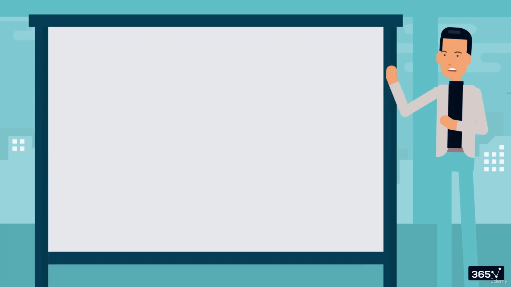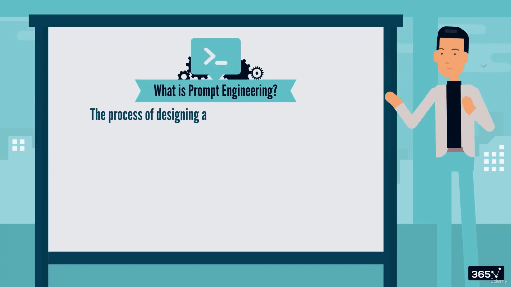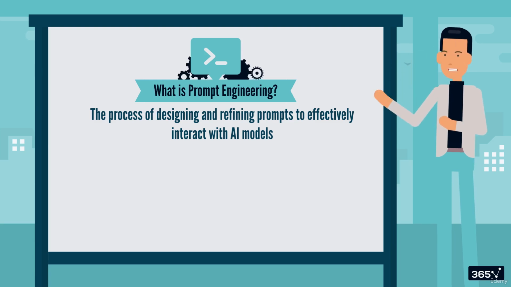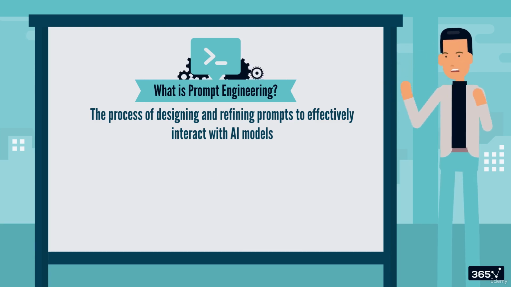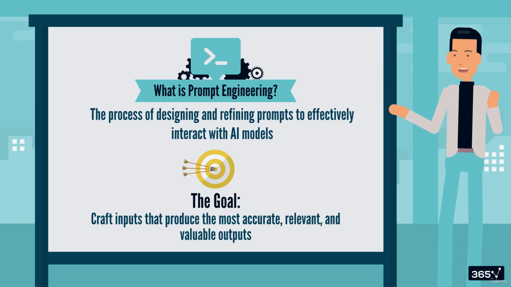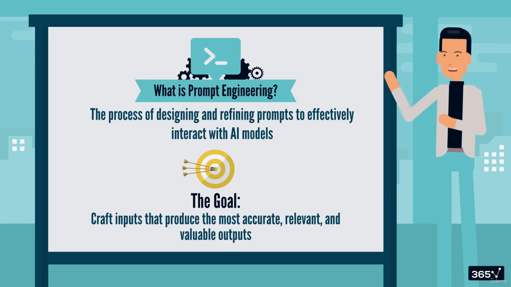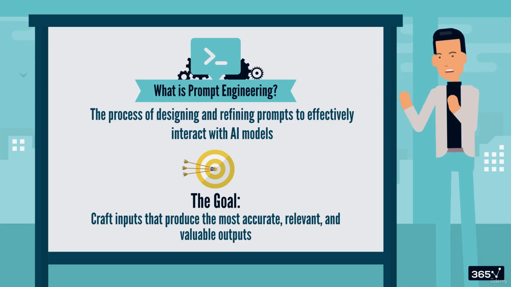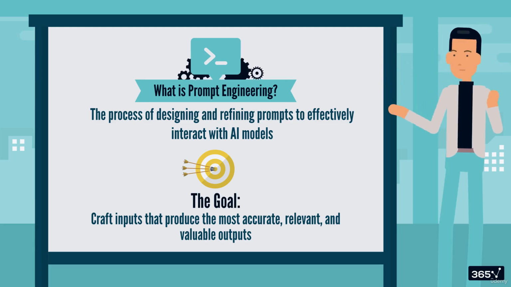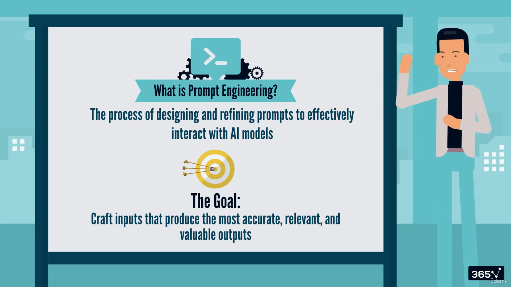So, what is prompt engineering? Prompt engineering is the process of designing and refining prompts to effectively interact with AI models. The goal is to craft inputs that produce the most accurate, relevant, and valuable outputs. This involves understanding how the model interprets different prompts and adjusting the wording, structure, and context to achieve desired results and maximize the model's potential. Let's start by going through some of the best practices and tips for prompt engineering.